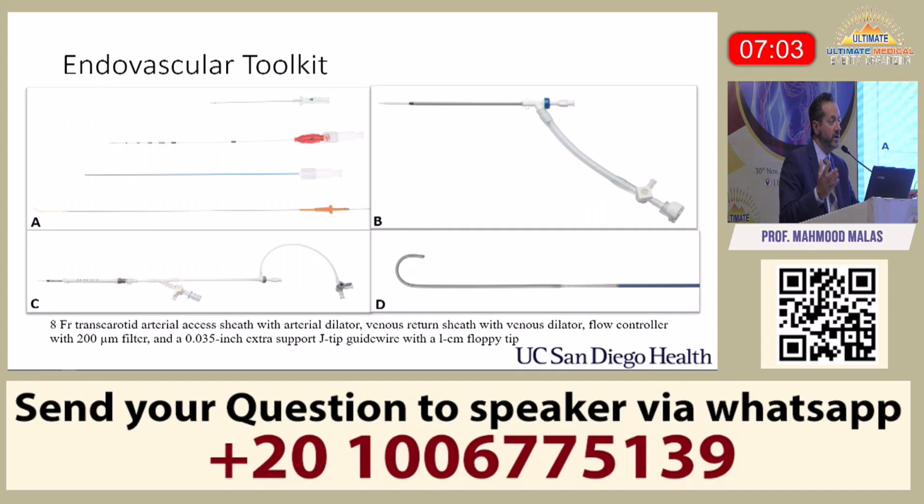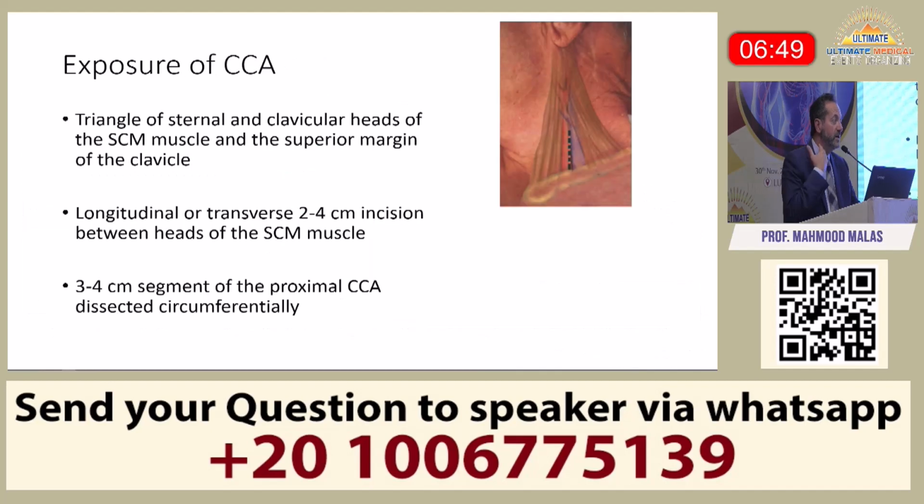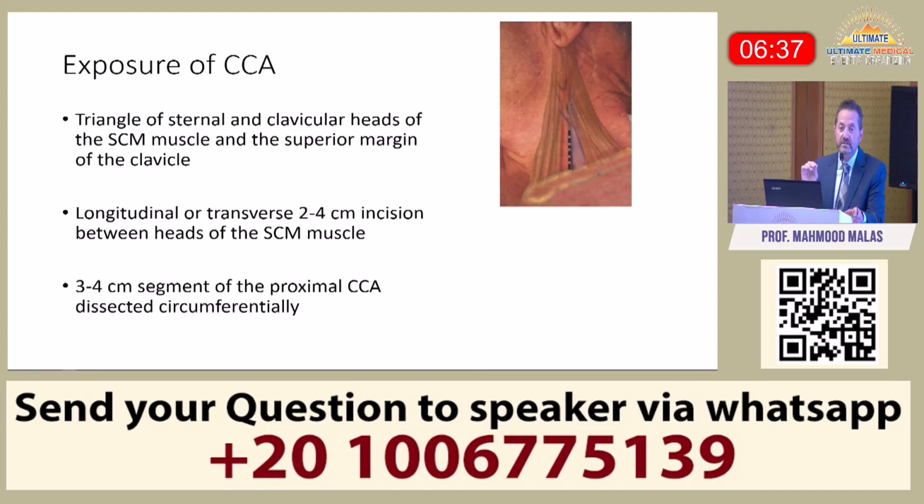The kit that comes in for the TCAR from the company has a micropuncture set, wire, this big 8.5 French arterial sheath that you're going to put in the carotid, and an 8.5 French venous sheath. You essentially position the patient exactly like you do in carotid endarterectomy: shoulder roll, rotate the neck to the other side. You look at both heads of the sternocleidomastoid, and you go between the 2 heads. So that triangle between the sternal head, the clavicular head of the sternocleidomastoid, and the clavicle.